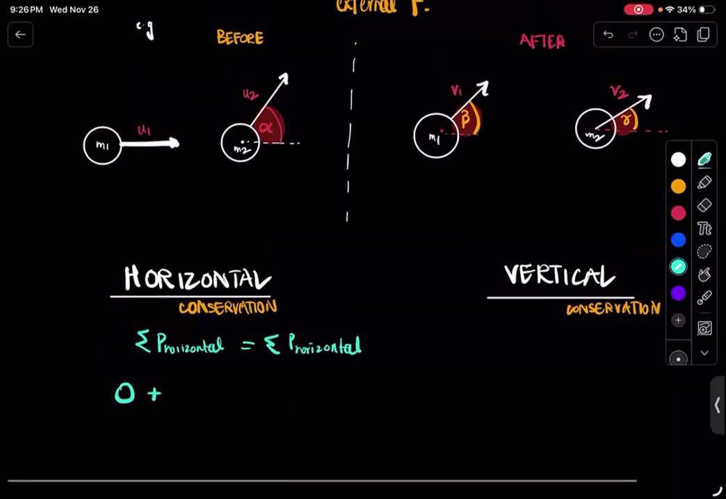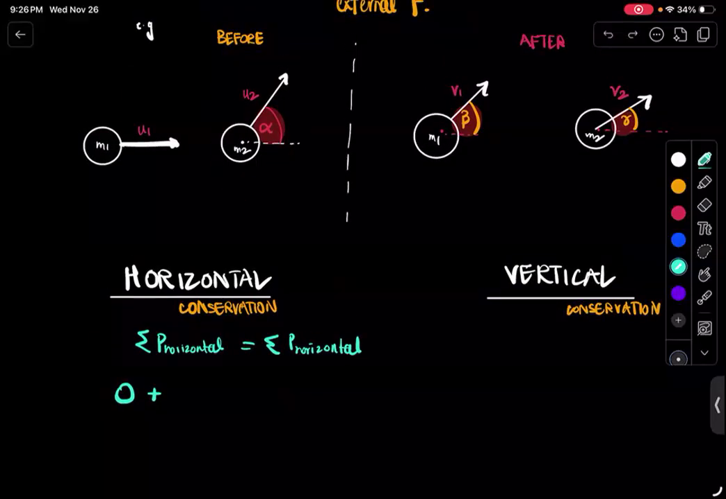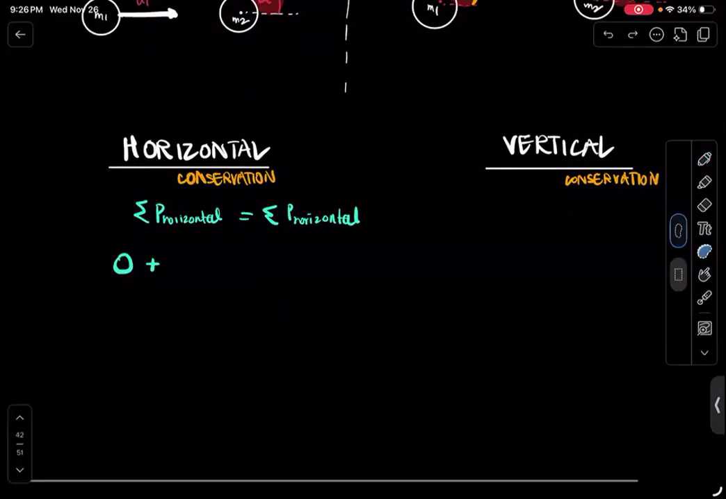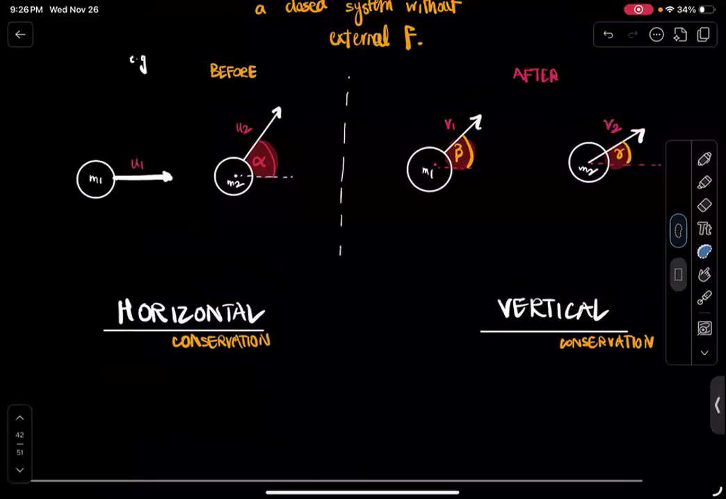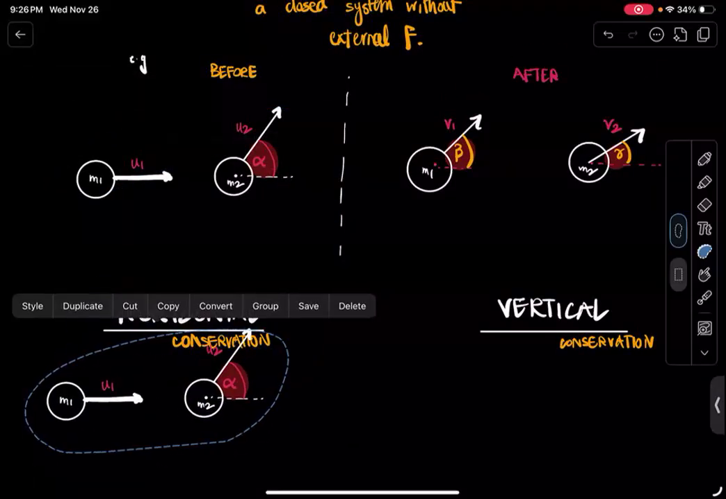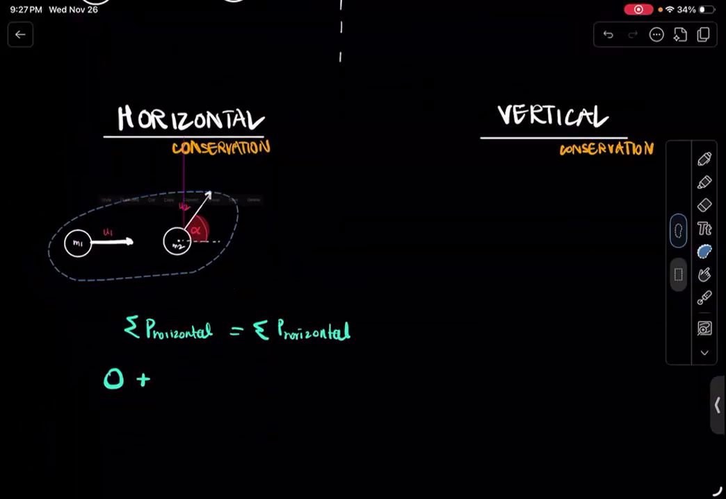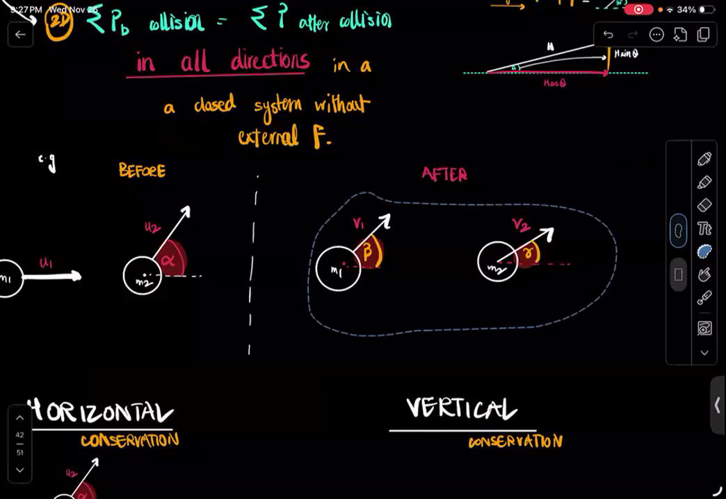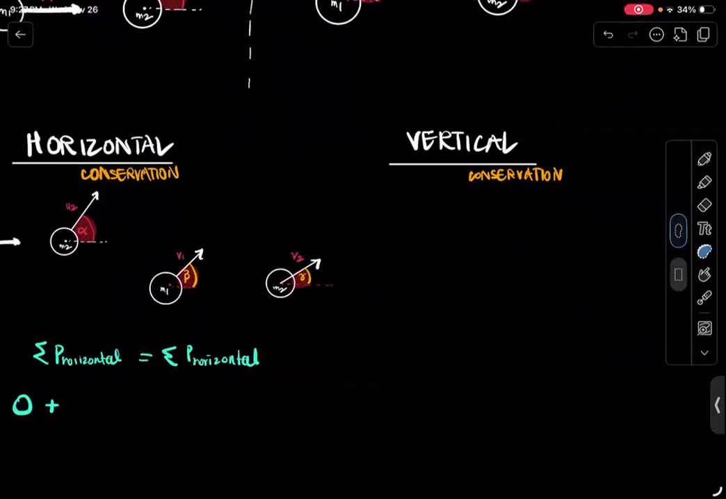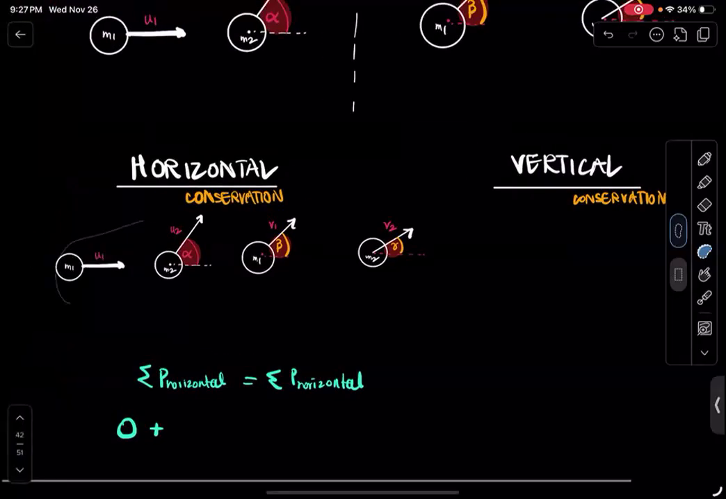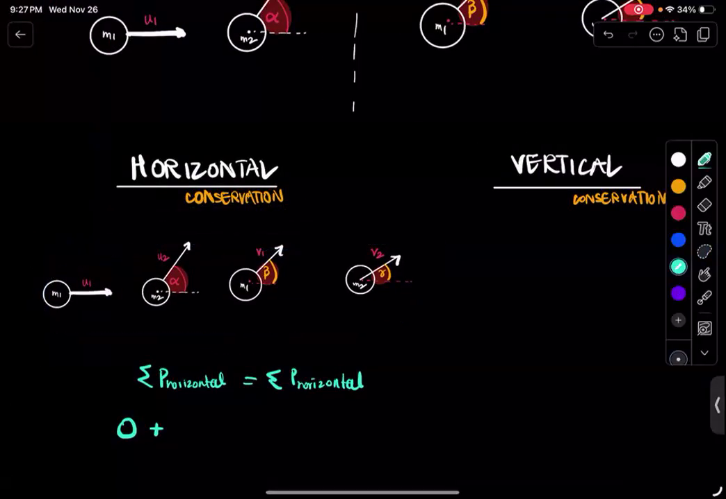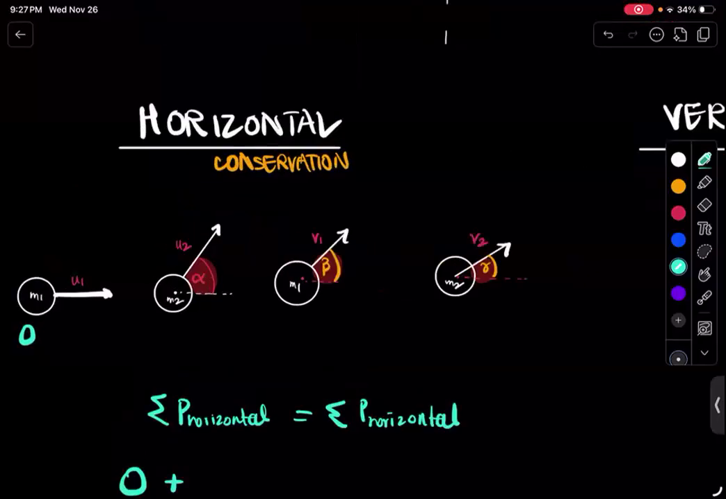Plus, what is going to be the horizontal momentum of M2? Let me bring this down here, and I'm only going to draw the horizontal components of their respective velocities. Right now I'm only talking about the horizontal conservation, so I'll check only the horizontal parts. This one has 0 horizontal momentum. But what will be the momentum of M2?